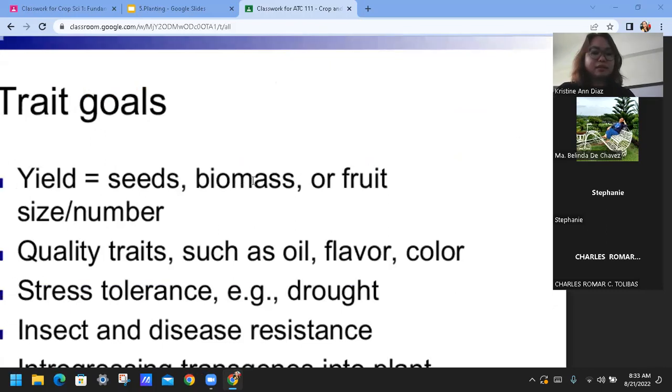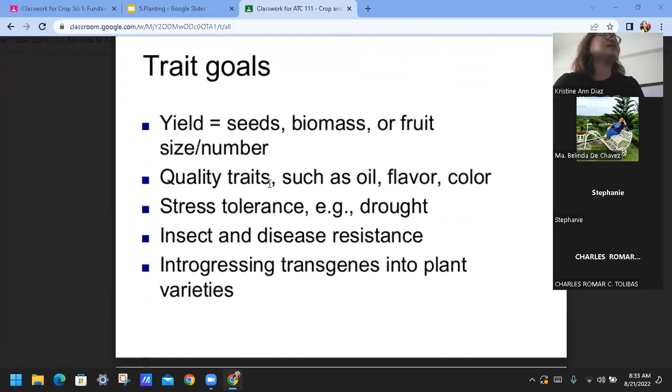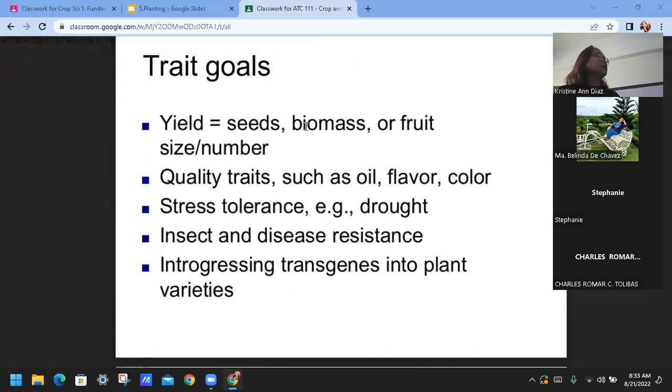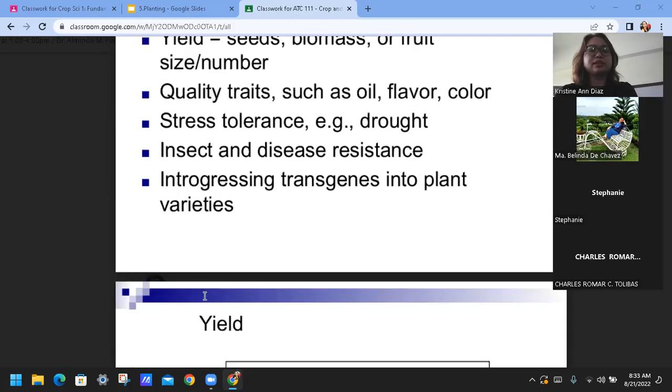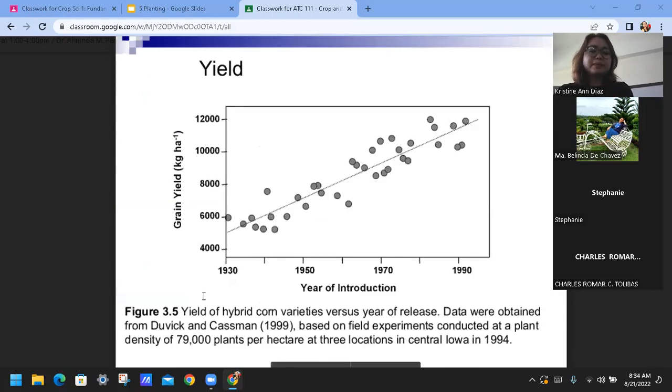For plants specifically, there are certain trait goals. Yield, for example, is a trait goal or target in plant breeding. This includes the amount of seeds, the biomass, fruit size and number, and quality traits such as flavor and color, and even stress tolerance, drought and insect resistance, and introgressing transgenes into plant varieties. These are the traits that we want in the plant. This will vary for animals. As you can see in the data here, breeding techniques can increase the yield of a particular hybrid corn.